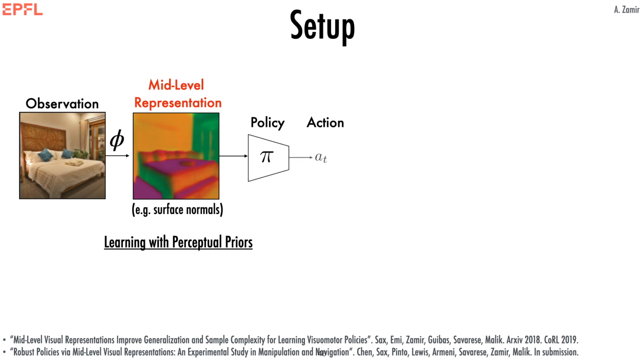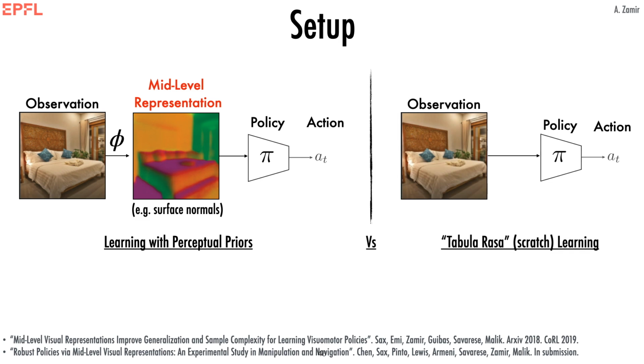So the setup of this integration is actually pretty simple. You get a visual observation from the camera, use the pre-trained networks to extract the mid-level representation, and that's what goes to the policy, a reinforcement learning policy that extracts the action from it. And we compare that with this tabula rasa or scratch learning. That means pixels directly go to the policy without having to go through the mid-level abstraction.